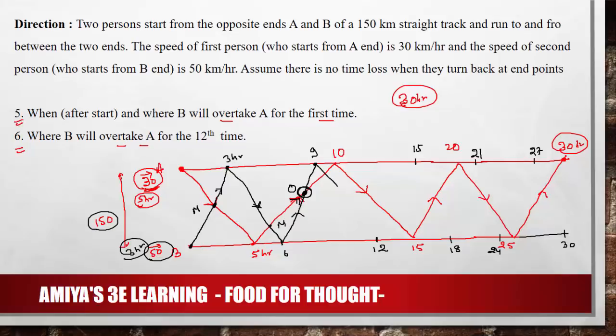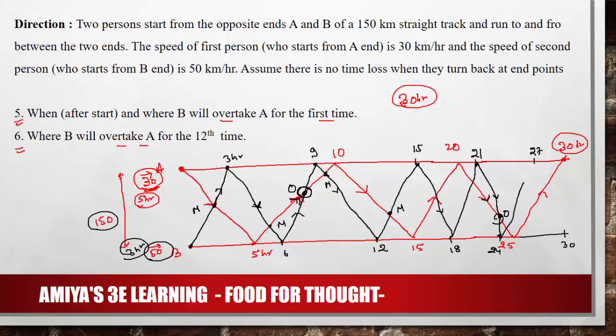So 9 to 12, again we have nothing but meeting. Then 12 to 15, again we have a meeting. Then 15 to 18, again we have a meeting. Then 18 to 21, again we have a meeting. Then 21 to 24, we have overtake. How comes? That is the A to B, A to B, overtake.